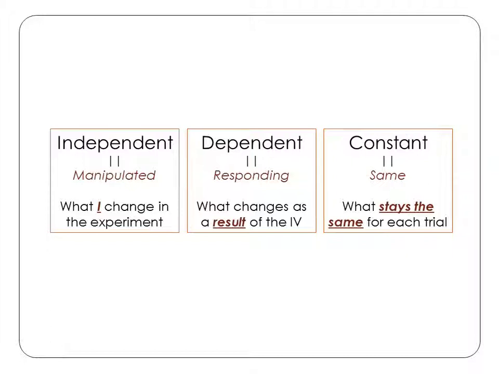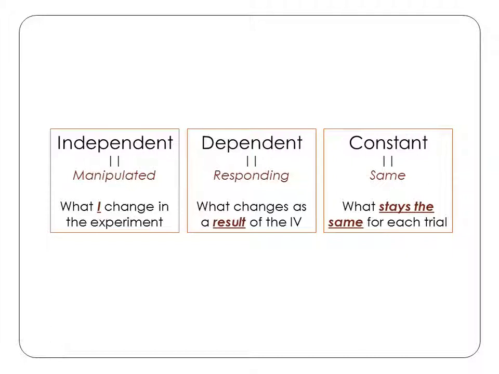So just to review quickly the different types of variables that you might observe in the experiment. The first one is independent. You've heard this before. Another word for that is manipulated. And just to review that, independent starts with the letter I, and to remember what it means, it is what I change in the experiment. The dependent variable responds to what you do. So it depends on the independent. This is basically what changes as a result of the independent variable.